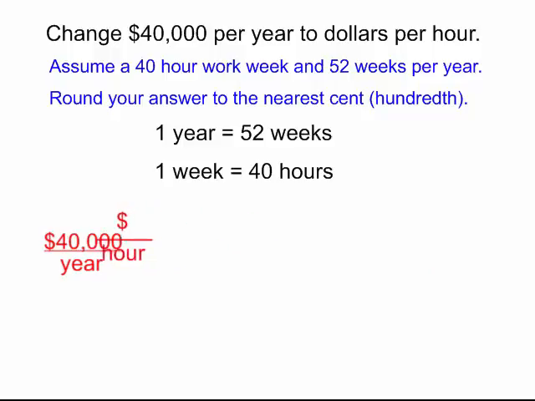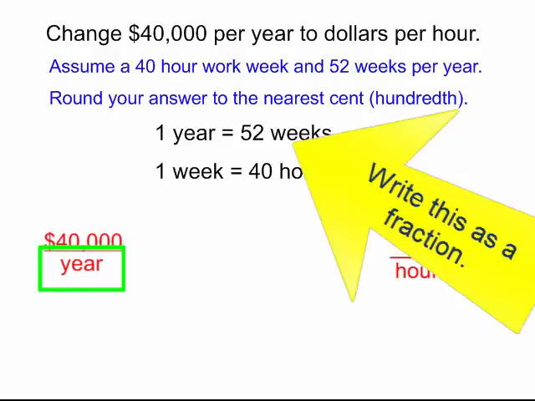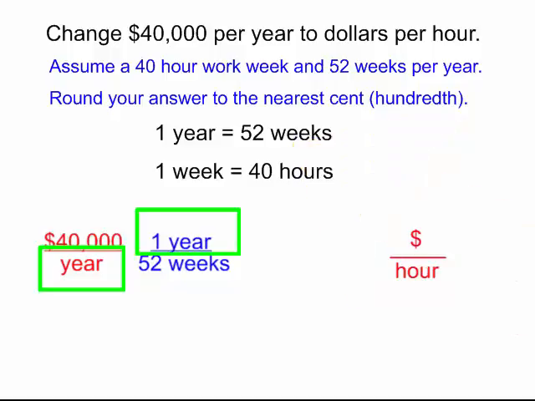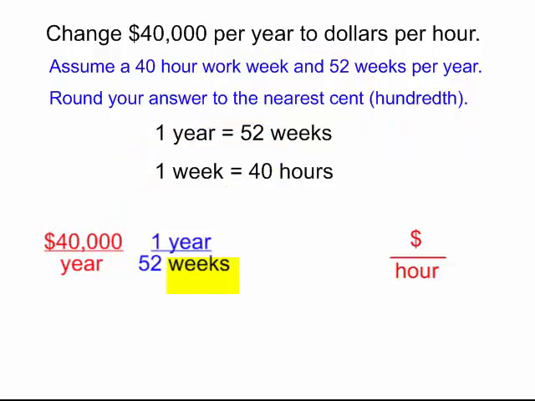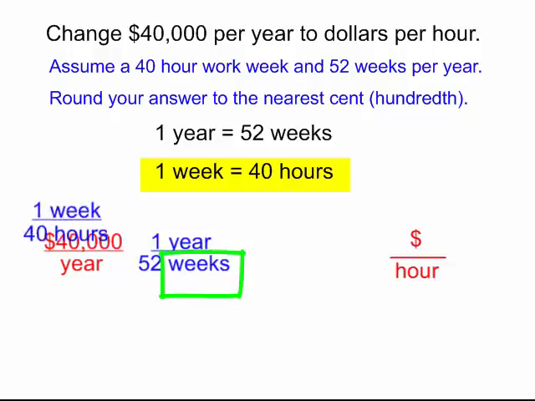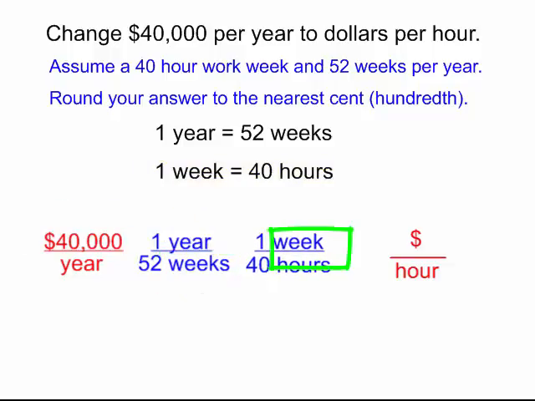I see that I want to end with dollars, and I have dollars here. What about this year that I would like to cancel? I know that 1 year is equal to 52 weeks. Now, year is in the denominator here, so I am now going to put it in the numerator. So the years will cancel. I have my dollar that I want, but I do not want weeks. So what do I know about weeks? Well, I know each week is going to equal 40 hours. Now, week is in the denominator, so now I'll put it in the numerator for this fraction.